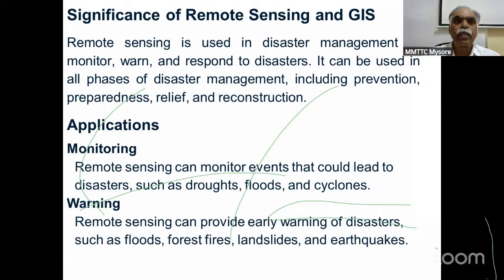Off-spot means that if I am looking at a particular disaster region from my own office, I am not on the spot, but I am studying that particular area. On-spot means going to that particular place and studying before the occurrence of the disaster. So first of all, we have to do research and find out which places are susceptible or vulnerable to disaster, whether landslide, earthquake, volcano, tornado, cyclone, forest fire, or any other kind of disaster.